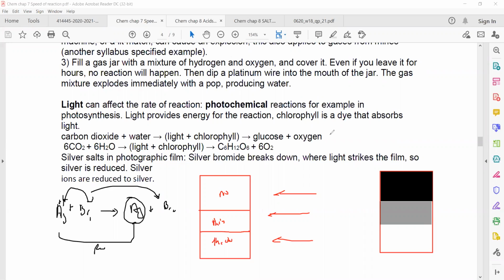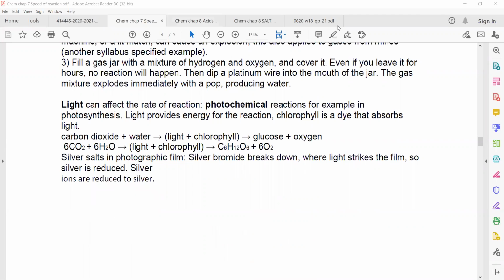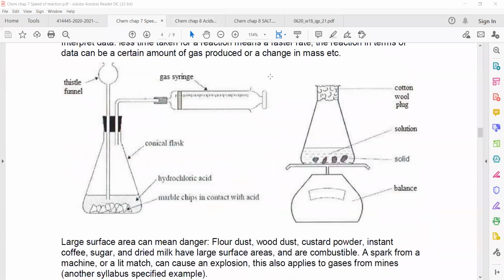The difference between cotton wool and a plug, basically: if we want to collect a gas, we don't want the gas to escape at a certain point, then we use this stopper. But if we want to keep the content and we want the gas to escape, we don't want to collect that, that's why we put a cotton wool.